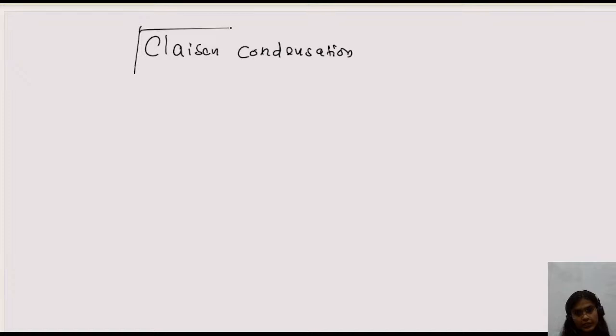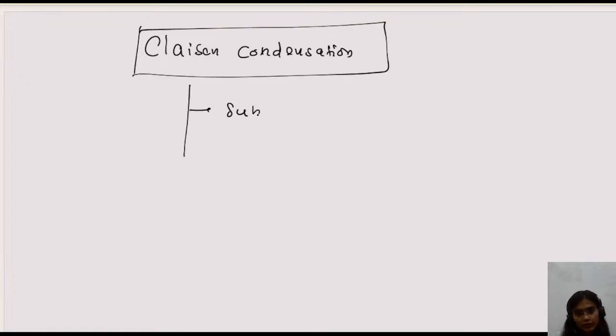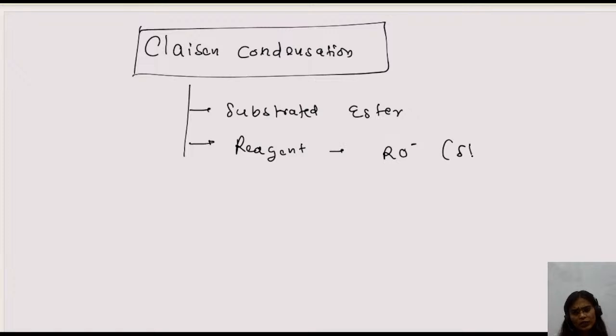So what is Claisen condensation? In this case, which kind of substrate are we using? The substrate is ester. We are going to start with the ester. How about the reagent? The reagent is RO negative, which means a strong base. Don't worry, when we read the general mechanism, it will be very clear. What is the final product? We are getting a beta keto ester.